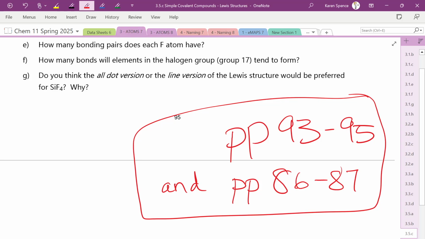Folks, on pages 86 to 87, these are ionic. So for these ones, you need the atoms, you need the arrows, and you need the ions. These ones here are covalent, and this is where they share. Okay, so watch out for that.